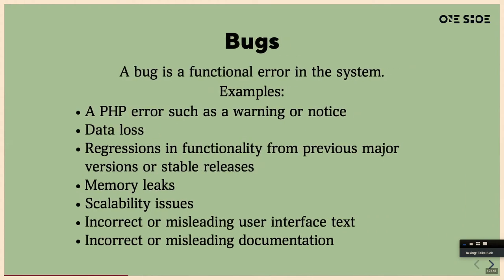So next up, bugs. All this is basically, by the way, based on definitions for core. And the definitions might differ a little bit for other projects, although they generally follow the core definitions. A bug is a functional error in the system. And you could think of examples like a PHP error, such as a warning or a notice, data loss, regressions in functionality, memory leaks, that sort of thing. Obviously, they have different severity, but that's something we'll get to later.